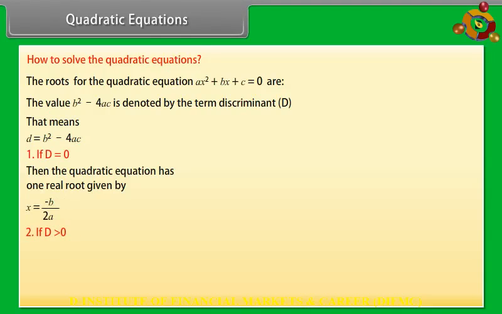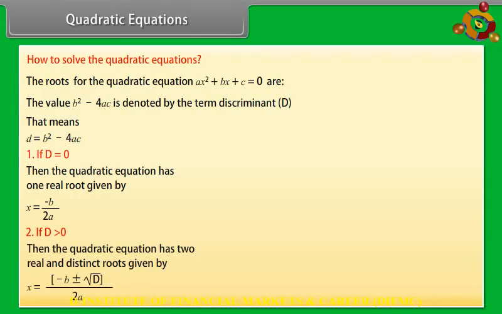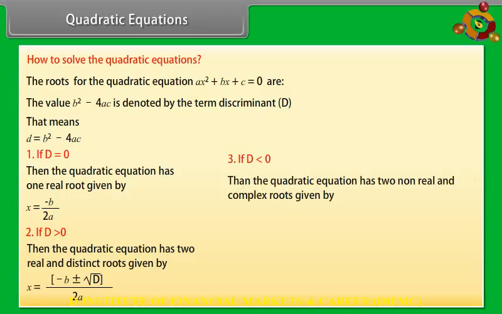2. If D is greater than 0, then the quadratic equation has two real and distinct roots given by x = (−b ± √D)/2a. 3. If D is less than 0, then the quadratic equation has two non-real and complex roots given by x = (−b ± i√(−D))/2a, where i (iota) is the imaginary number.